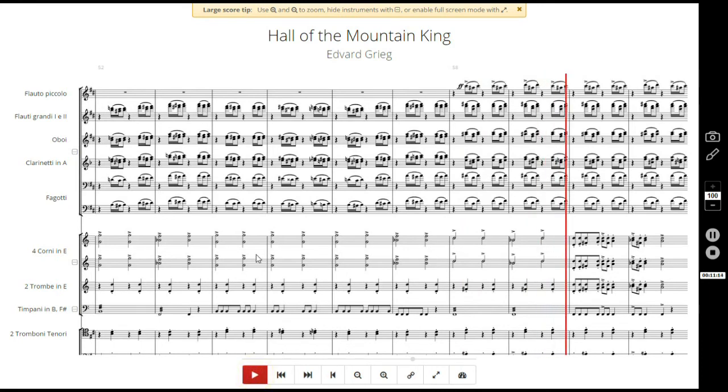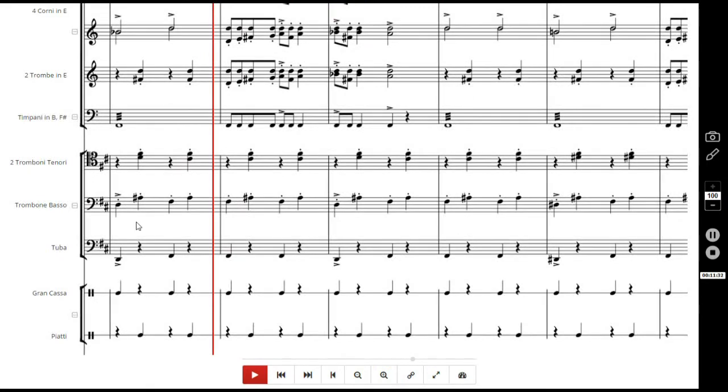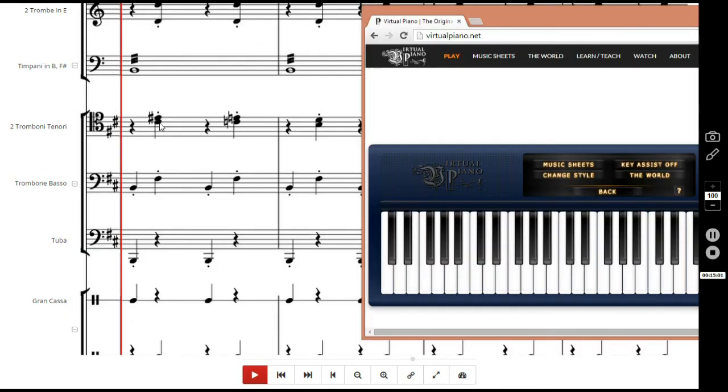And this is a full orchestral piece. You can see down the line we have the flute and piccolo, we have the oboes, the clarinets, the bassoons. These are the horns, this is the trumpets. And what I want us to look at is the trombone lines. Let me zoom into that. And we'll notice that the upper trombone line is in the tenor clef. So let's look at these notes that are written in the tenor clef.